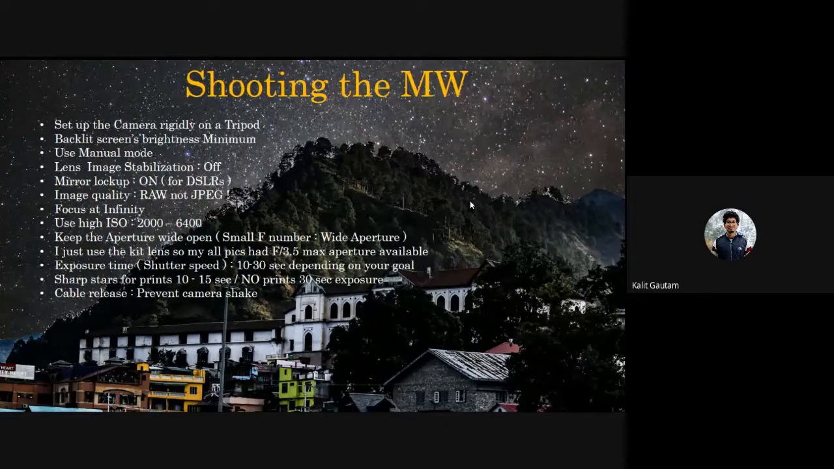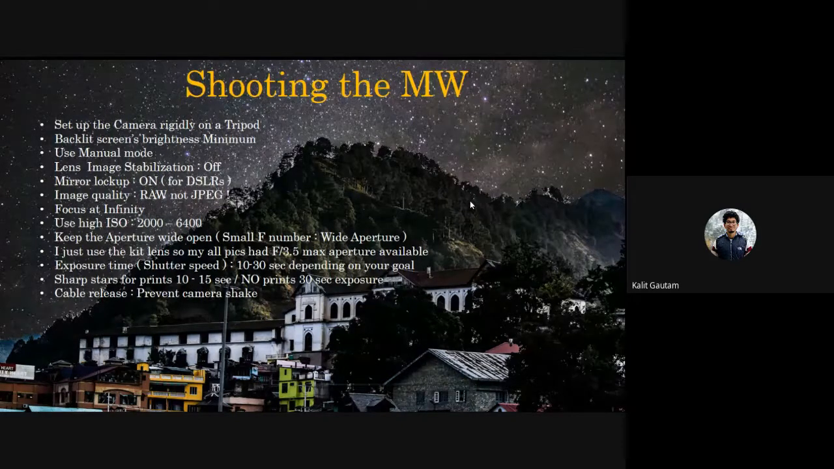Since I only have the kit lens for astrophotography, the maximum aperture available on a kit lens is f 3.5. So all of my sky pics have been clicked at f 3.5. And the next thing is exposure time. Now what is exposure time?